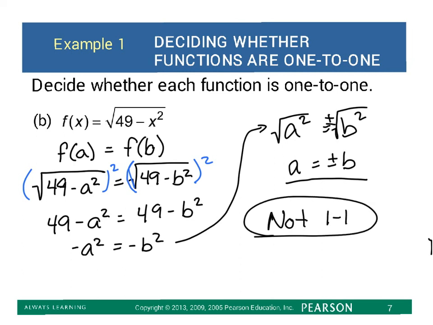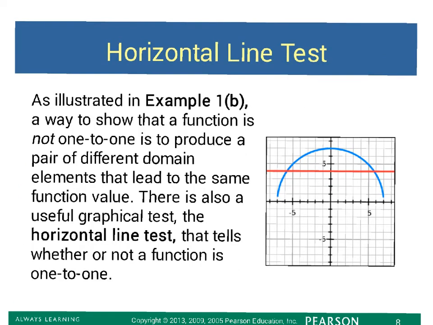All right, so there we go. We can use that definition to show that functions are one-to-one, but we can also look at something called the horizontal line test, and this is how the horizontal line test goes. As illustrated in example 1b that I just did, we already discovered that it's not a one-to-one function. And with the horizontal line test, we can determine the same thing.